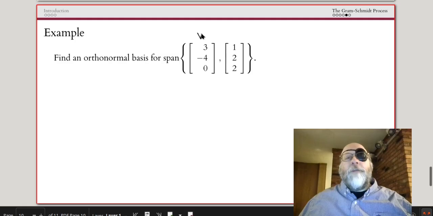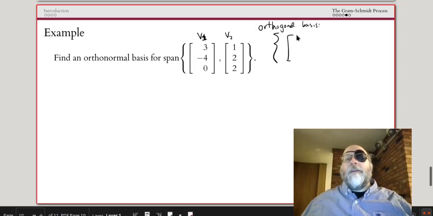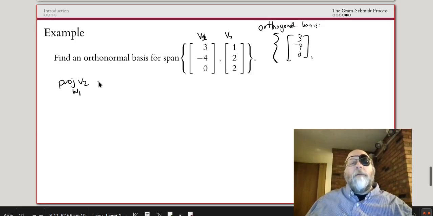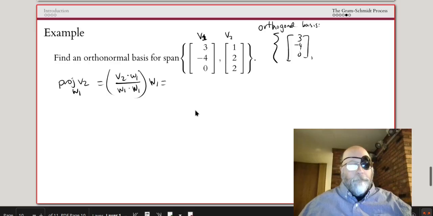So this is my original V1 and my original V2. When we build our orthogonal basis, the first vector stays exactly the same. It's 3, -4, and 0. For the other vector, we're going to project V2 onto W1. That's V2 dot W1 over W1 dot with itself times the vector W1.